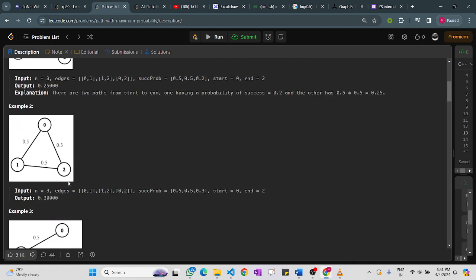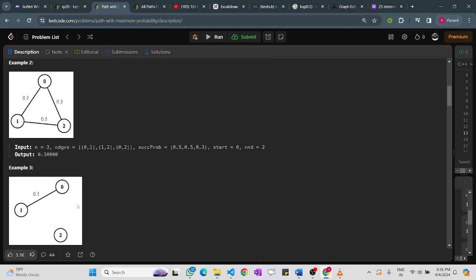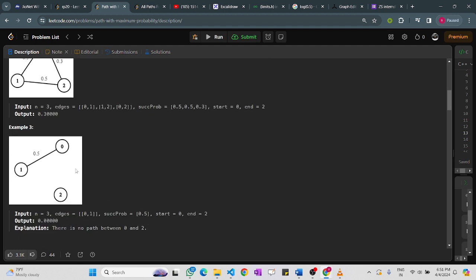Again, if you see this case, the maximum possible is 0.30. In this other case, your starting node is 0 and ending node is 2, and it is not possible to reach, because those two nodes are not connected by any means. There is no existence of a path between them.